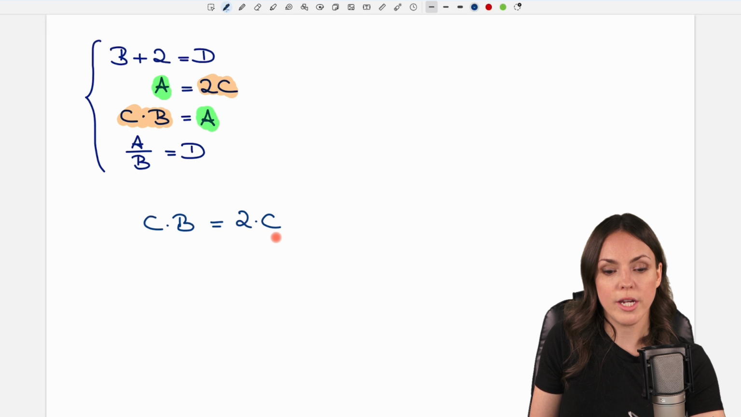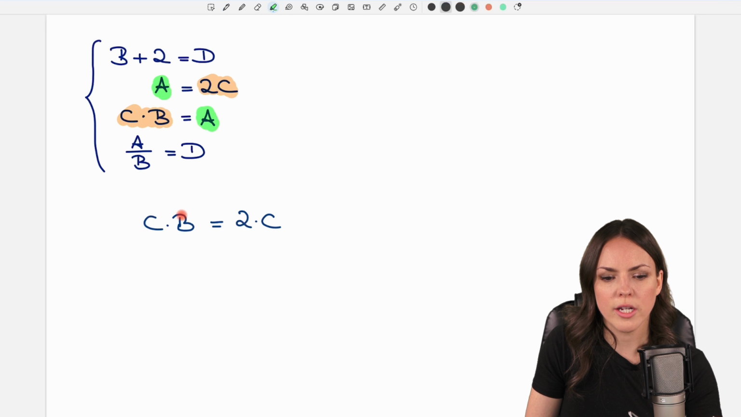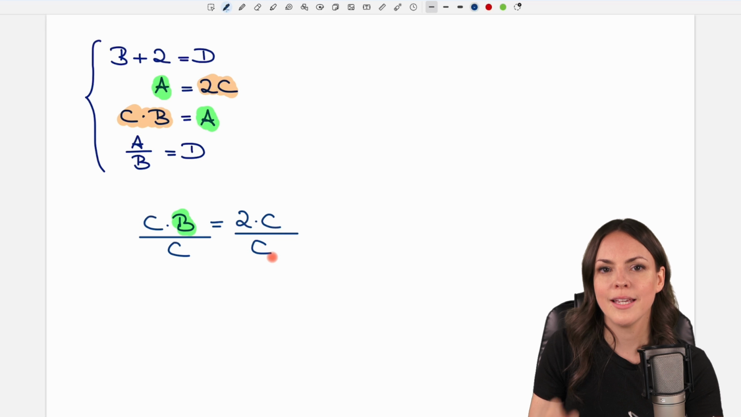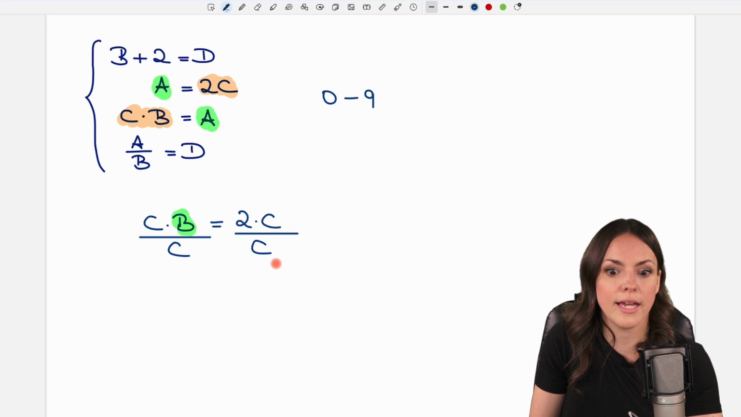Okay, so I have a new equation. I have C and B in here. And let's say we want to solve this equation for B. So I want to get rid of the C here. So my plan is to divide both sides of the equation by C. But we have to be careful. We don't know what C is. Could it happen that we divide by 0 here? Yeah, it could happen, because we said that our digits can range from 0 to 9, so C could be equal to 0. We don't know yet, but we are not allowed to divide by 0, right?